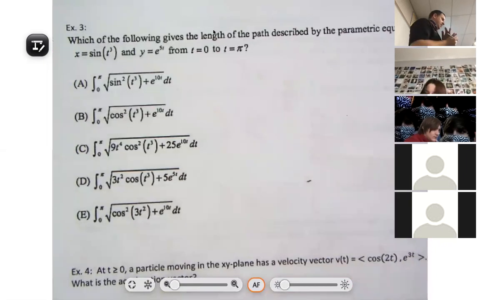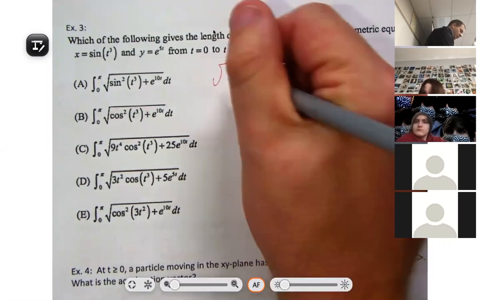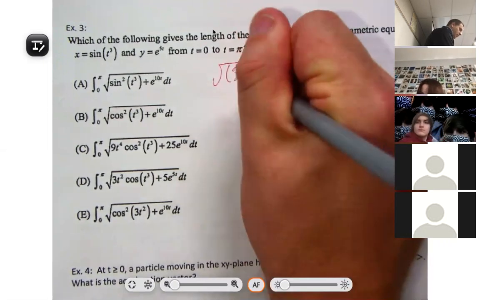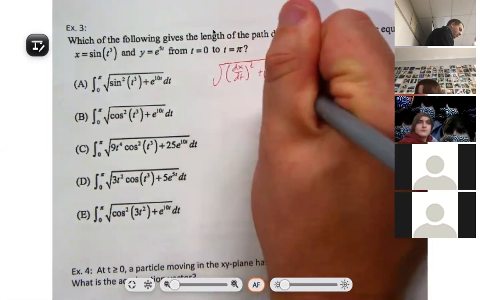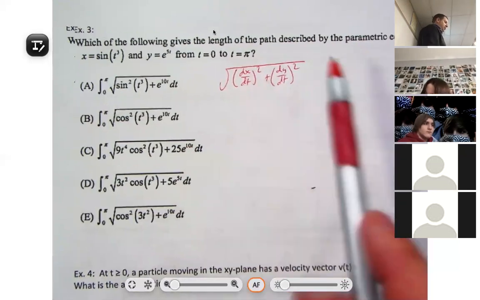All right, which of the following gives the length of the path described by the parametric equation? So in other words, total distance traveled. So this is us integrating the speed formula. So we have to remember the speed formula, and then we're putting that inside the integral. So the speed formula, never hurts to write it again. Speed is going to be the square root of dx dt squared plus dy dt squared. That is speed. We're trying to find total distance from 0 to pi. So we're going to integrate speed from 0 to pi. So we just have to find dx dt and dy dt and then square those things.